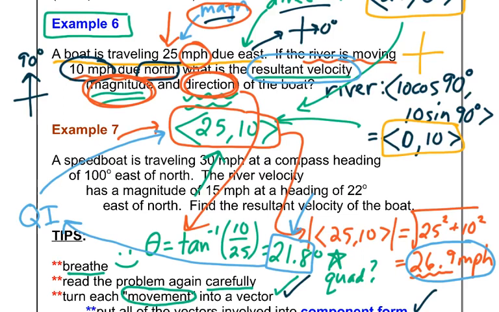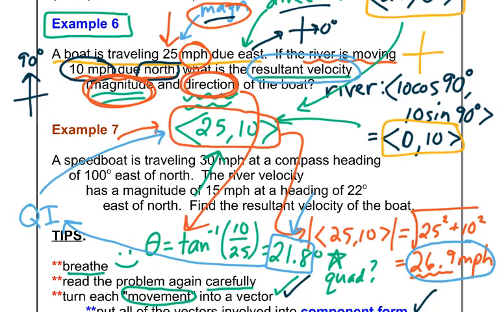I'm going to move on and do the answer to question 7 now. In question 7, we've got a speedboat. I'm going to go back so you can read it really quick. Apologies for all the writing on there. Let me erase that now.